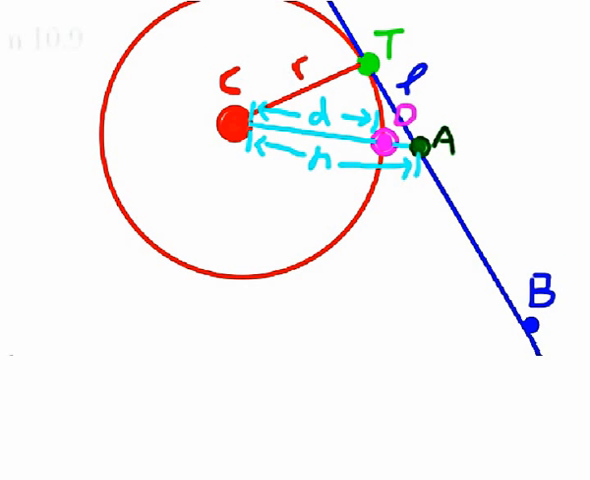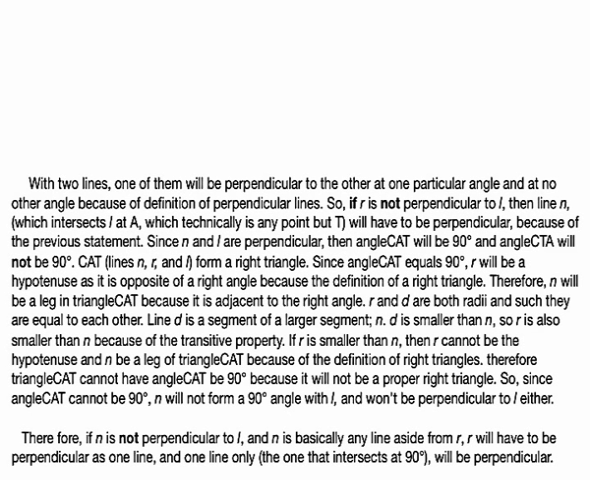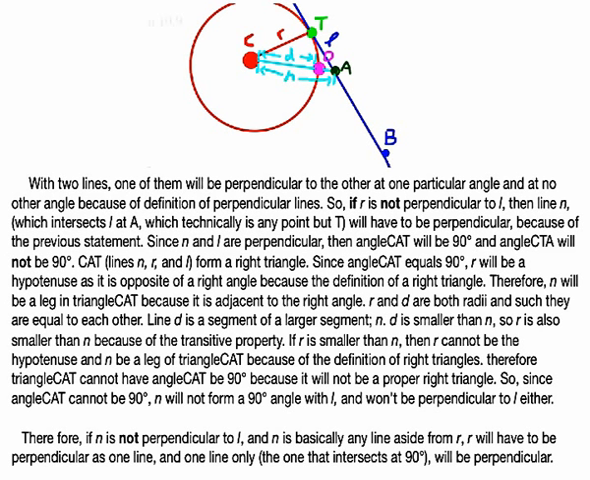So I'm going to read my paragraph proof word for word, and then I'll explain it to you in more basic terms. With two lines, one of them will be perpendicular to the other one at one particular angle and at no other angle because of the definition of perpendicular lines. So if r is not perpendicular to L, then line N, which intersects L at A, which technically is any point but T, will have to be perpendicular because of the previous statement.